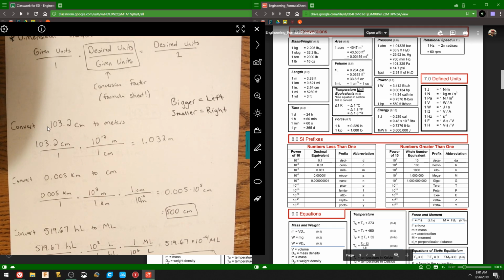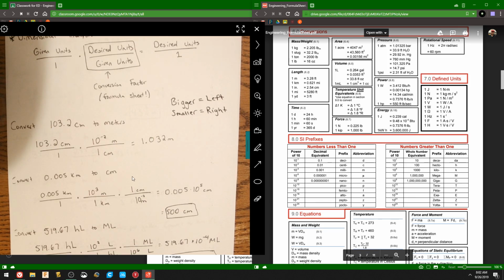How do I know how many times to move it? If it's 103.2 centimeters, centi, to meters, again, it said 10 to the negative 2. I'm going to move it 2 spots. Whatever the number is with the power, that's how many times I'm going to move it. So I'm going from a small to a big, right? I'm getting bigger, so I'm going to move it to the left. How many times? Twice. 1, 2. That gives me 1.032. Does that make sense?